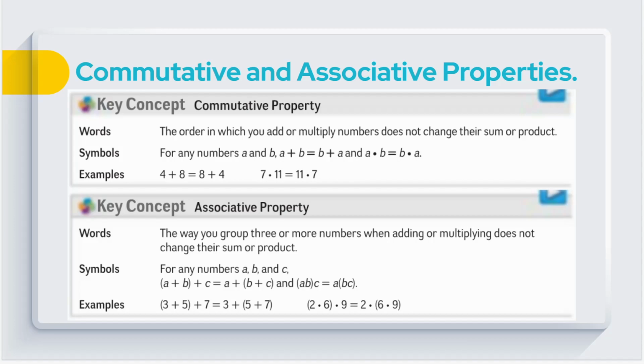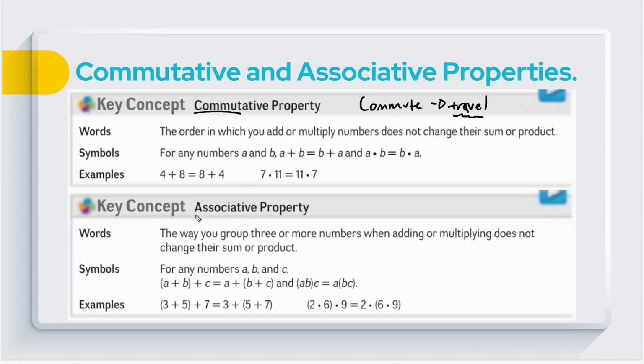Our next concepts are the commutative and associative properties. You should remember these also from last year. Commutative has the word commute. Commute means to travel. So if we have an expression that only has addition or only has multiplication, or if we have a grouping that is only multiplication or addition, then we can move the numbers around. 4 plus 8 is the same thing as 8 plus 4. 7 times 11 is the same thing as 11 times 7. The numbers can travel around. They can commute, and that's okay.